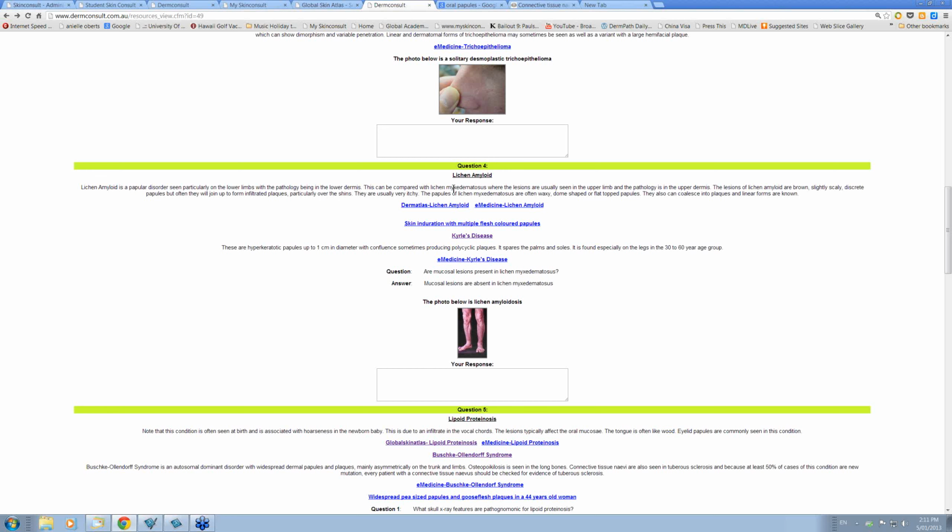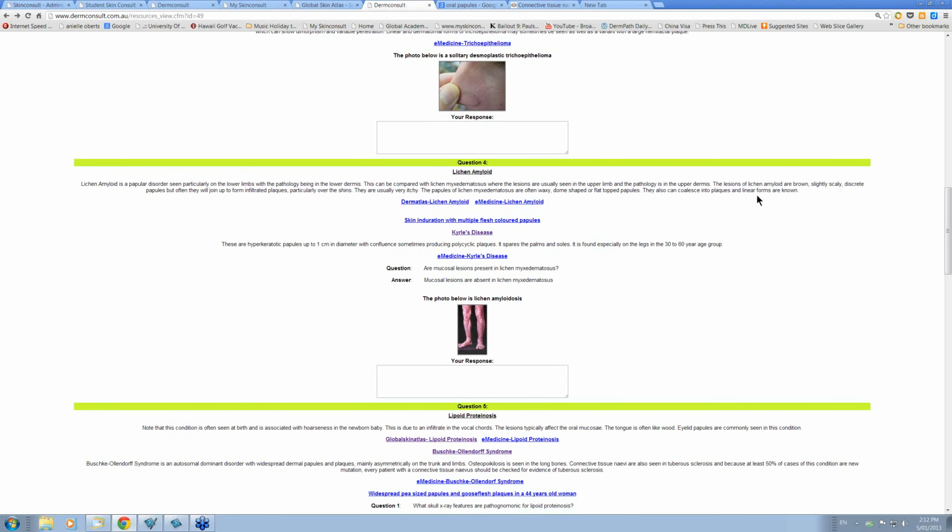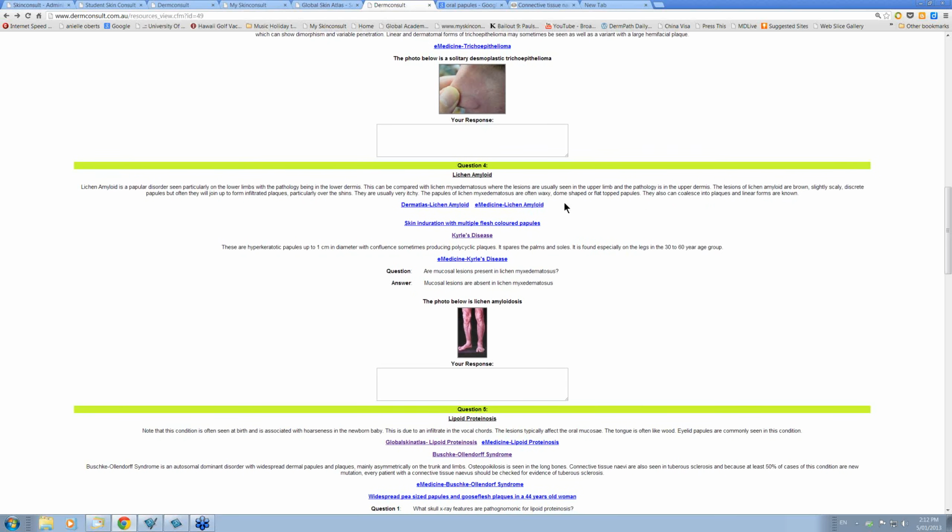And I've said here, this can be compared with lichen myxoedematosus, where the lesions are usually seen on the upper arms and the forearms, and histologically, the pathology is in the upper dermis. The lesions in lichen amyloid are brown, slightly scaly, discrete papules, joining up to form infiltrated plaques, particularly over the shins. They're usually very itchy. The papules of lichen myxoedematosus are waxy, dome-shaped, or flat-topped papules, and they can also coalesce into plaques, and linear forms are known.